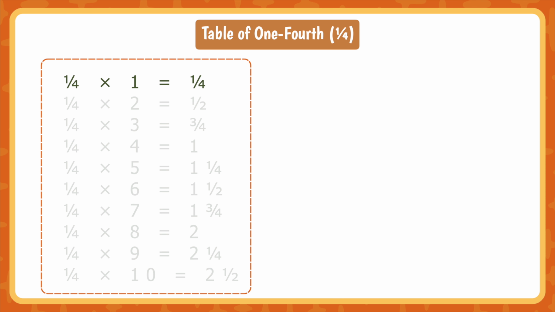A quarter times 1 is equal to a quarter. A quarter times 2 is equal to a half. A quarter times 3 is equal to 3 quarters. A quarter times 4 is equal to 1.